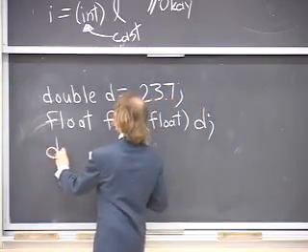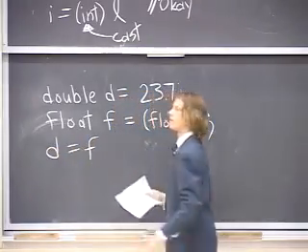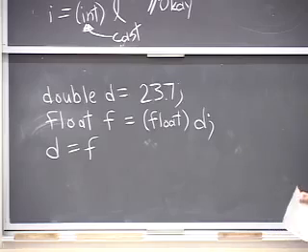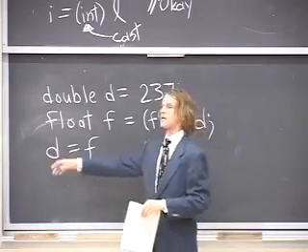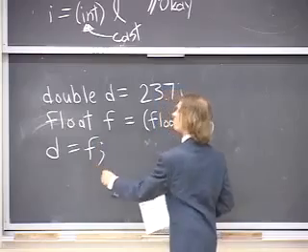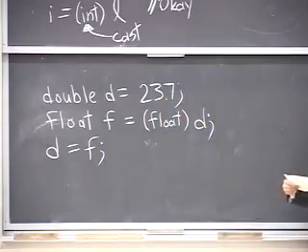But if I want to go the other way around, if I want to store a floating point number in a double variable, then I don't need a cast for that, because any floating point number can be stored in a double variable exactly without any changes.